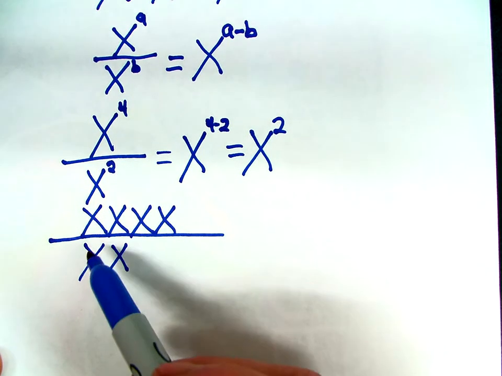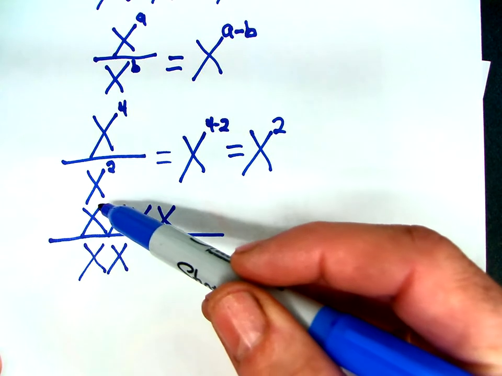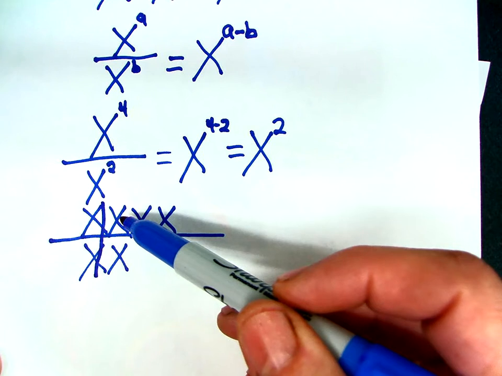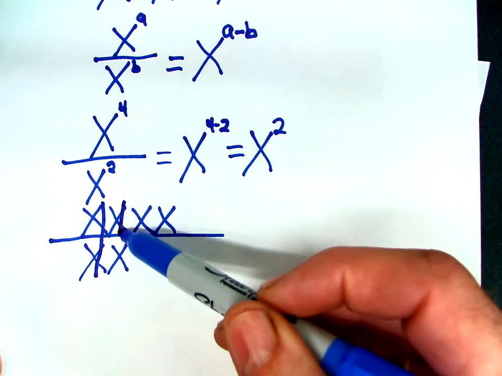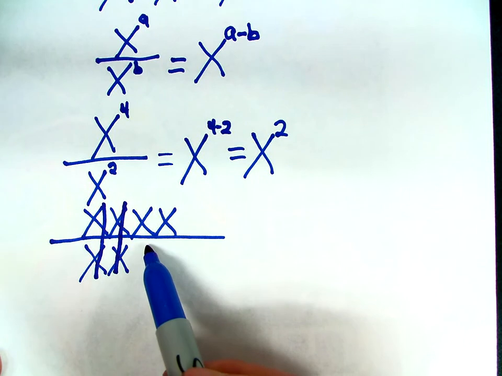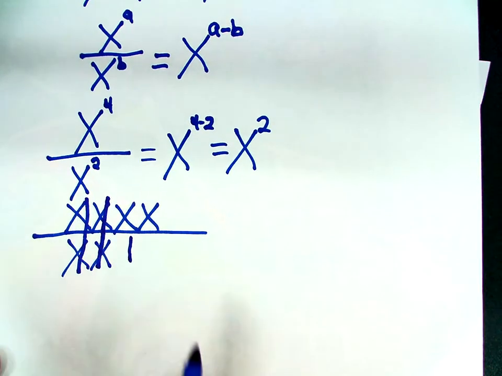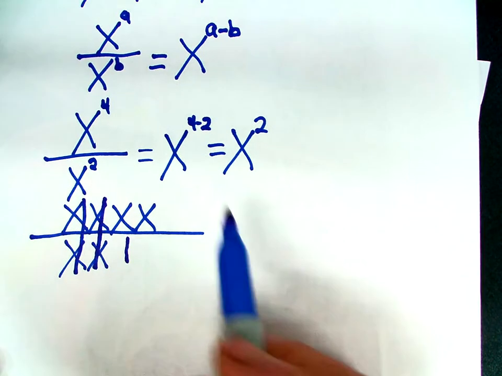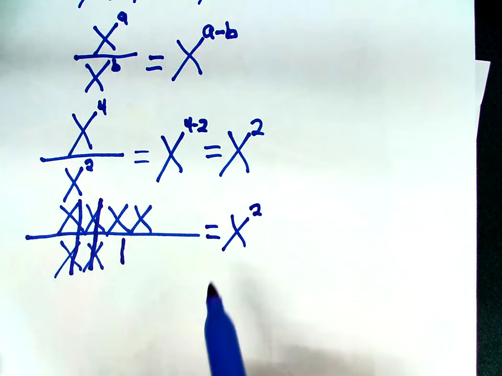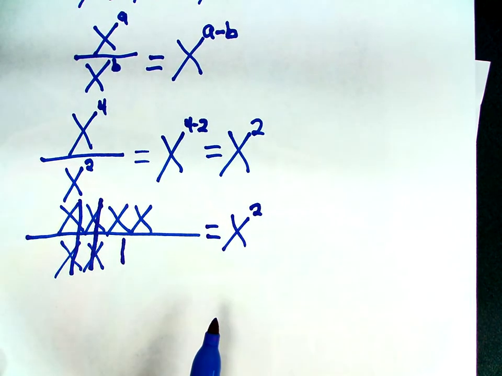They don't really go away, they just turn into 1. X divided by x is 1, so we can mark those out. Here again we have another pair of x divided by x is 1. The bottom goes completely away, so we replace it with a 1. And on top we have x times x, which is x squared. X squared divided by 1 is simply x squared.